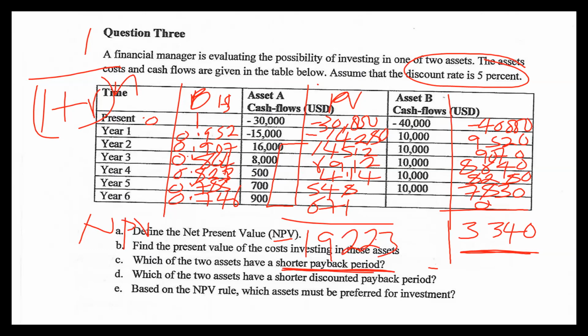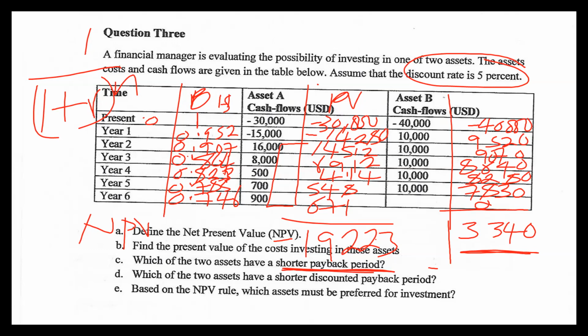I think you are getting acquainted on how to go about the net present values, yeah? So asset B is 3,340. The question is, which of the two assets has a shorter payback period? The obvious asset B, right? Asset A does not give us our money. Up to the sixth year, we have not yet gotten our money. That's why it is still negative. So asset B.